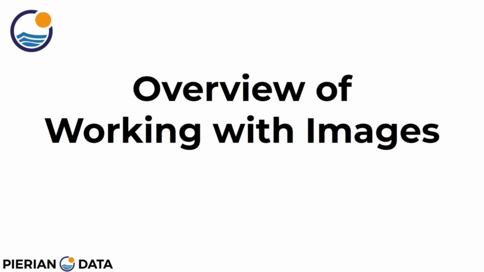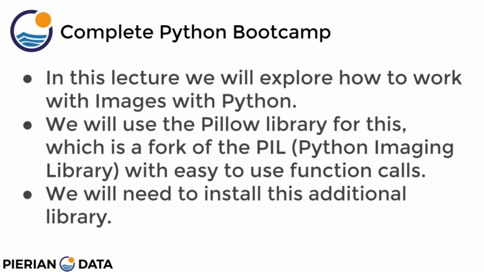Welcome everyone to this lecture where we're going to give a general overview of how you can work with images with Python. So in this lecture, we begin exploring how to work with these images with Python, and we're going to be using the Pillow library for this, which is a fork of the PIL library, which is the Python Imaging Library. And the Pillow library is really nice with this fork because it has a lot of easy to use function calls. So a lot of functionality is just a simple method call.